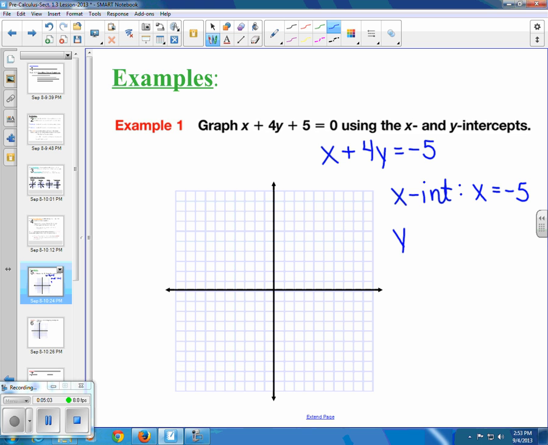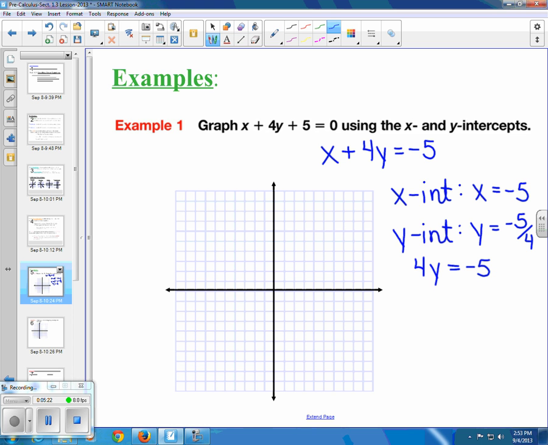Do a similar process to find the y-intercept. Cover up the x variable and solve for y in the equation 4y equals -5. All I have to do is divide both sides by 4, so I get y equal to -5/4.